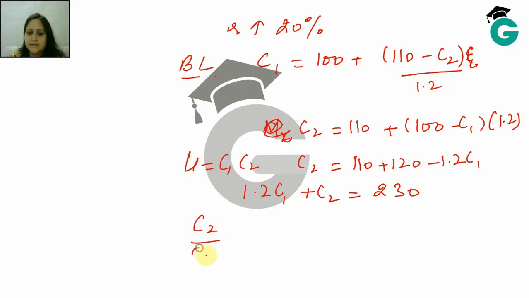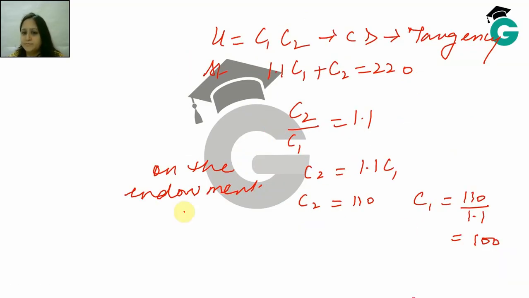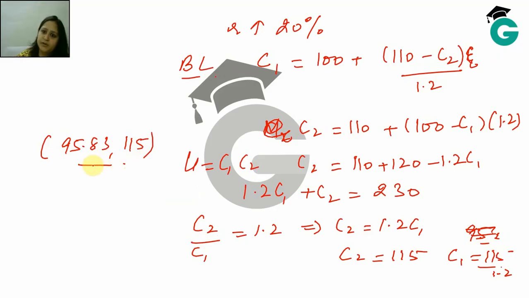So again, my utility function is this. So can I write C2 by C1 is equal to 1.2, which implies C2 is equal to 1.2 C1. So C2 is 115 and C1 is 115 upon 1.2, which comes out to be 95.83. So my C1 is 95.83 and C2 is 115. Right? So what happened? पहले मैं अपने endowment पे consume कर रही थी. अब I am a net lender.